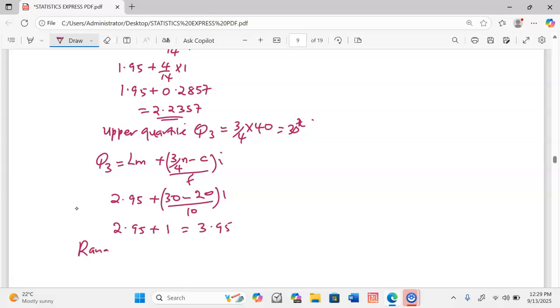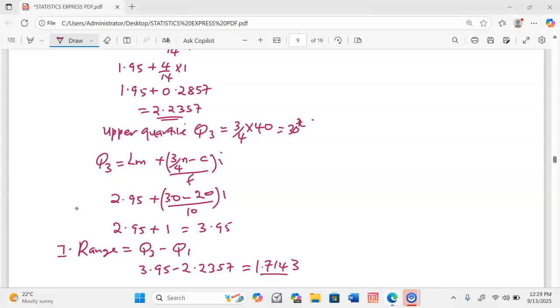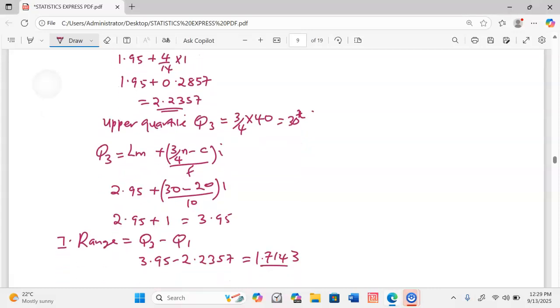From here now we can get the interquartile range. To get the interquartile range, we simply take the upper quartile Q3 minus Q1. The upper quartile is 3.95 minus the lower quartile, which is 2.2357, and this translates to a value equivalent to 1.7143 as the answer to the first part of the question.